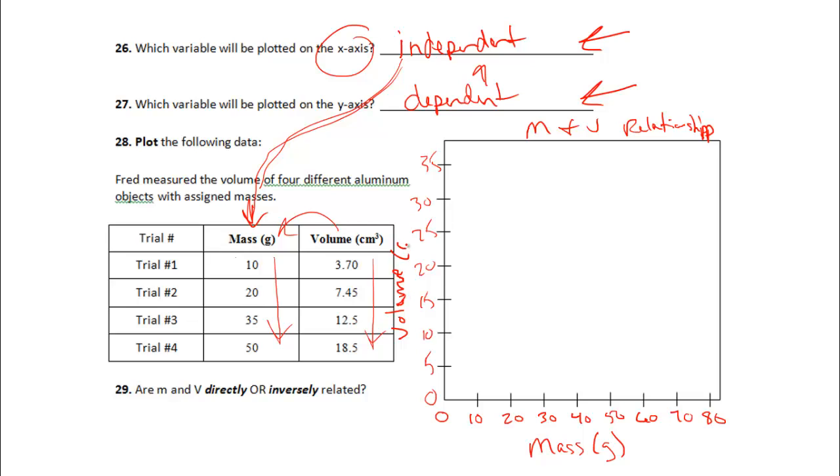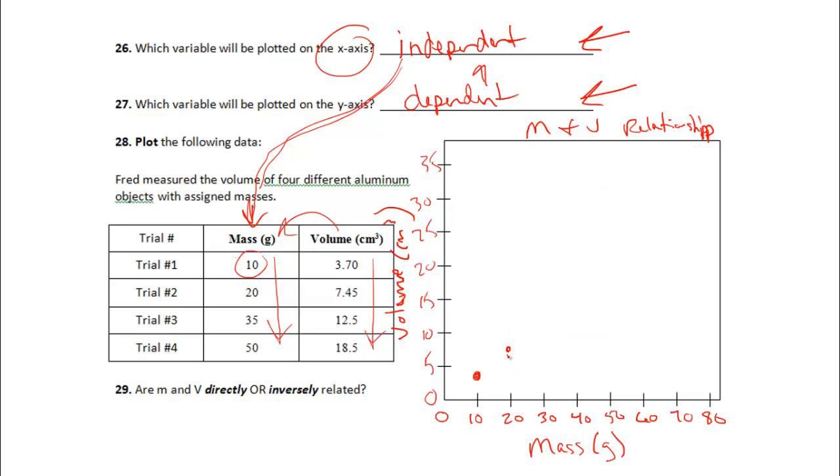And our volume is in cm cubed. Okay, so now let's graph it out. At 10, we have about 3.7, so we would make a mark right there. At 20, we have about 7.45, so approximately right here.